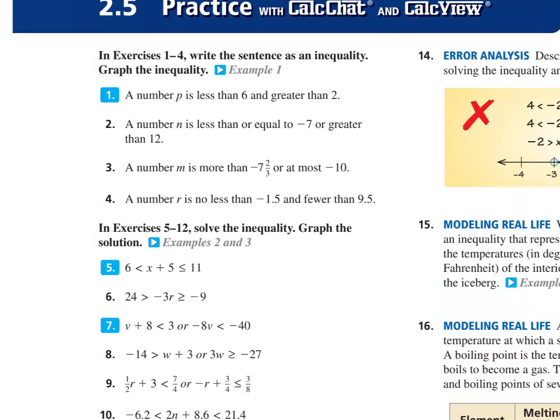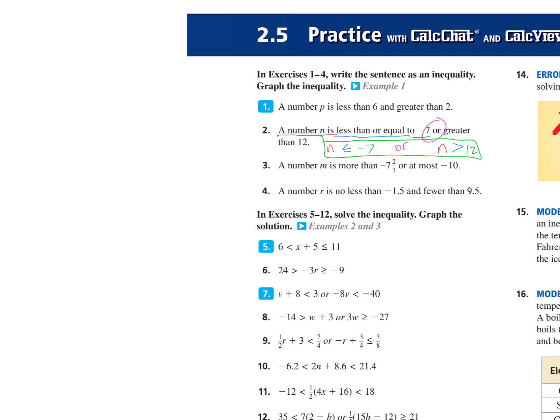A number n is less than or equal to -7. Wow, that was tricky. Or, so we're literally going to write the word or, greater than 12. So wait, what could be greater than 12? N could be greater than 12. So first of all, this is the sentence converted into an inequality, and then it does want us to graph it.